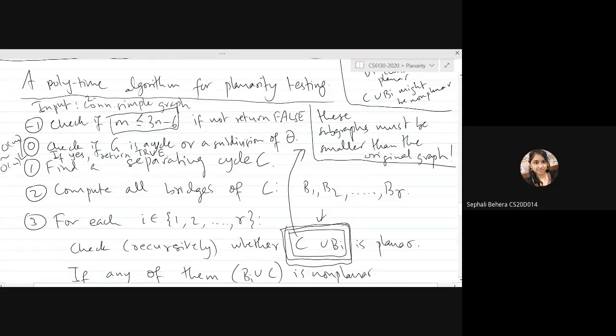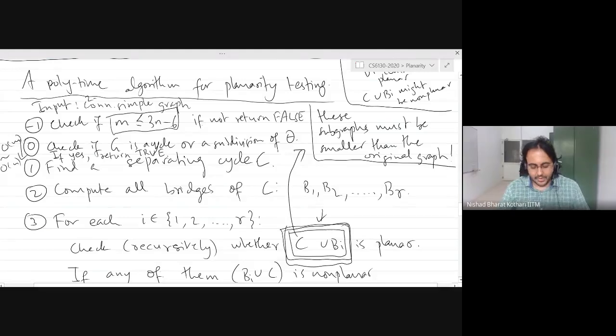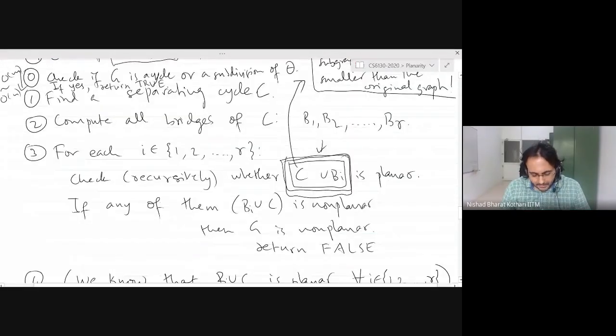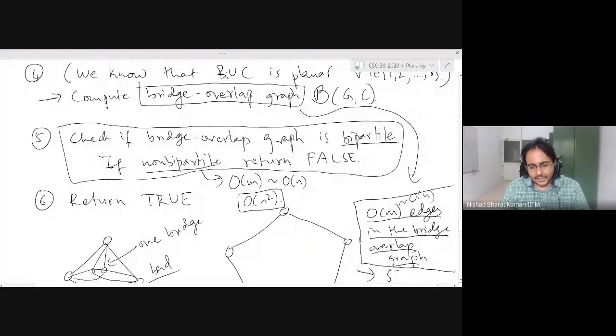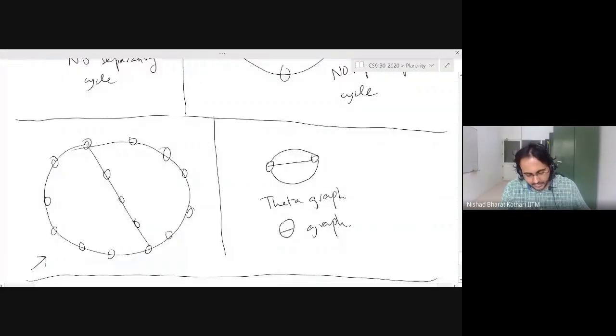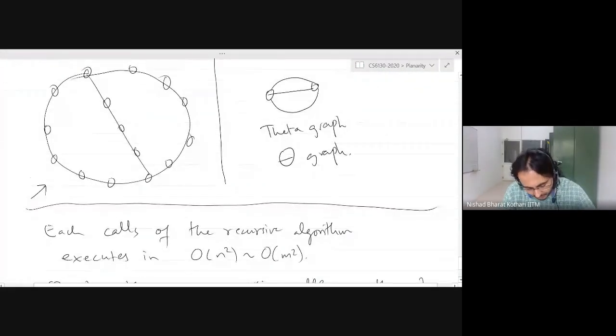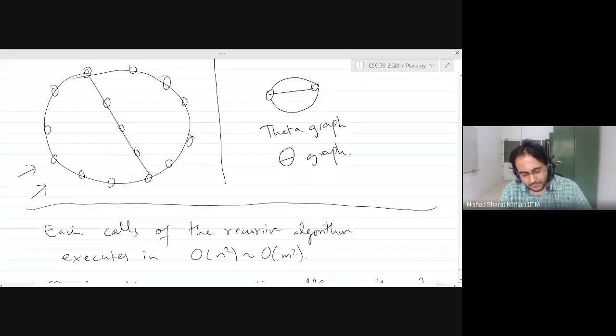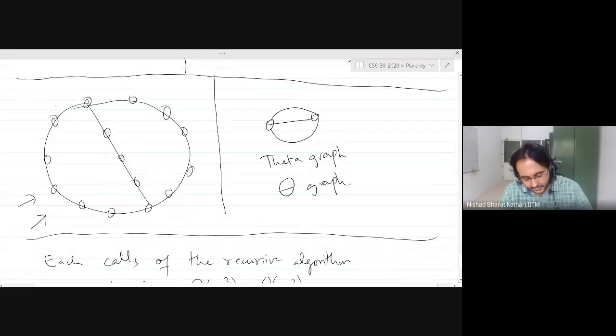I have a doubt. Yes. I'm confused about what a separating cycle is here. Okay. A separating cycle is a cycle which has at least two bridges. If you look at these graphs that are drawn here, let's look at this graph. How many different cycles do you see in this graph, Shefali?